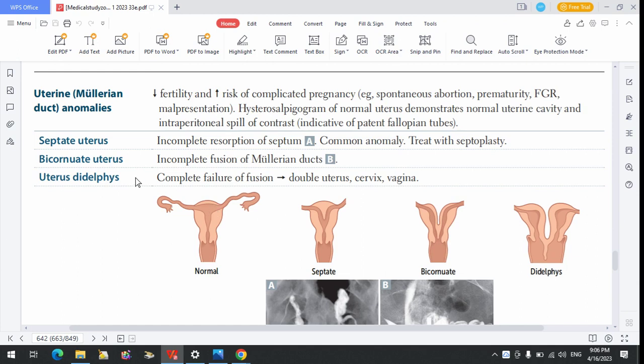So let's go to the paramesonephric duct. One thing you guys must remember about the paramesonephric duct is that they fuse together in the midline. They fuse together to form all those structures. That's why everything about the paramesonephric duct derivative, they are single. You have a single uterus, you have a single cervix, you have a single fallopian.